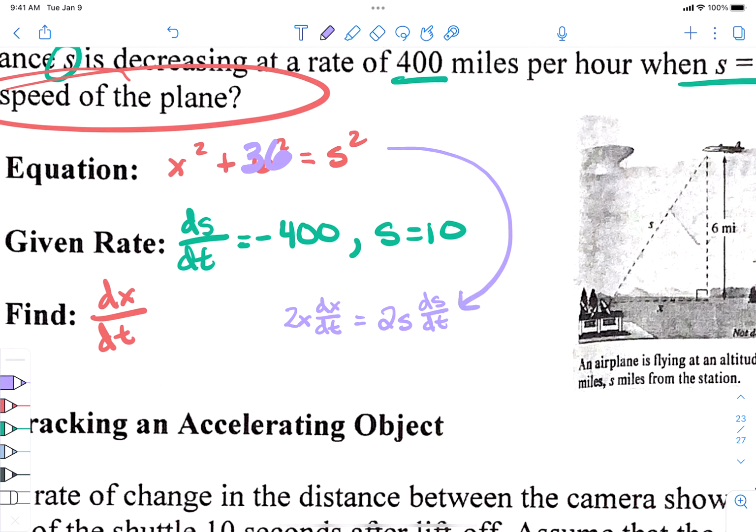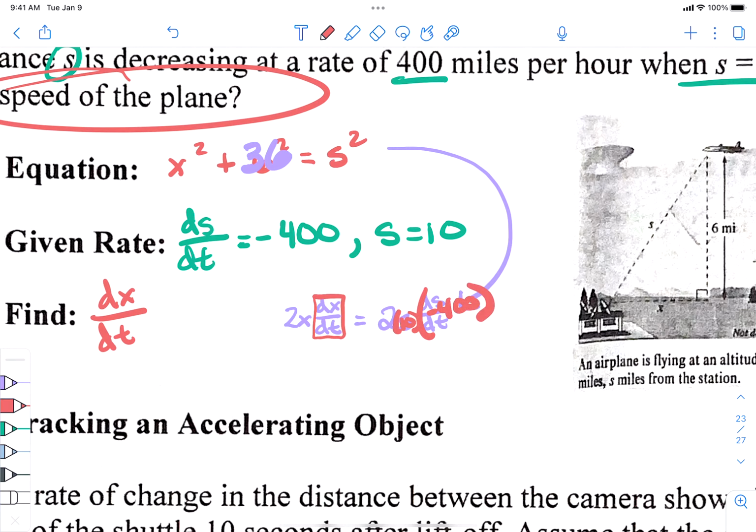They are kind of confusing. Okay, and now we're going to plop stuff in. What are we trying to solve for? dx/dt. Okay, we have s is 10, so I'm going to put 10 right here. ds/dt is negative 400.